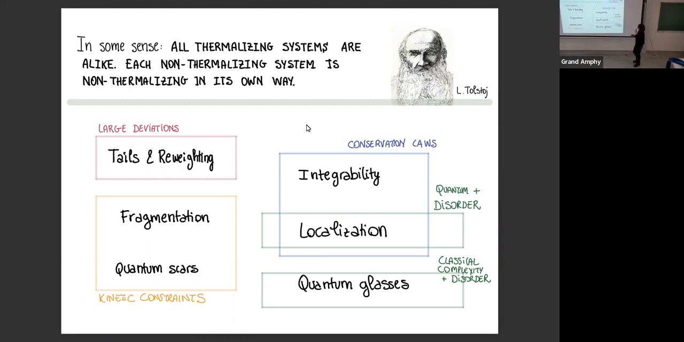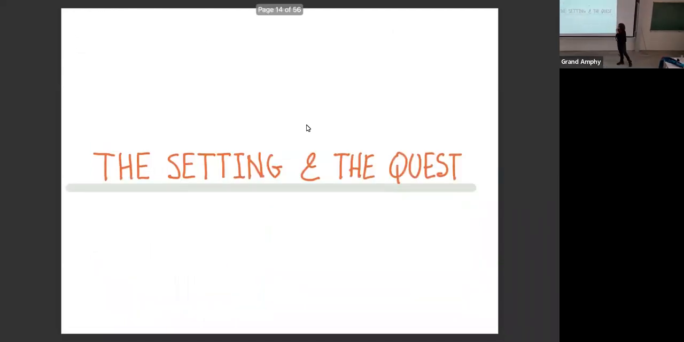Okay, so this is again a summary of the different things that I'd like to touch. But before, let me just summarize briefly what is the setting that is in common to all of this problem and what is precisely what we are looking for. So how do you define a system which is not thermalizing?